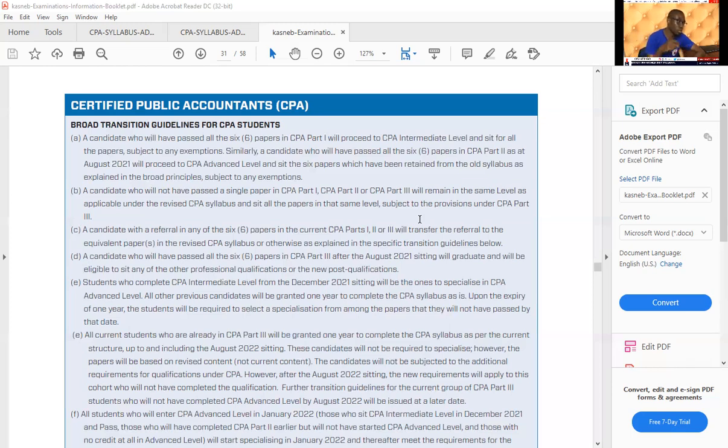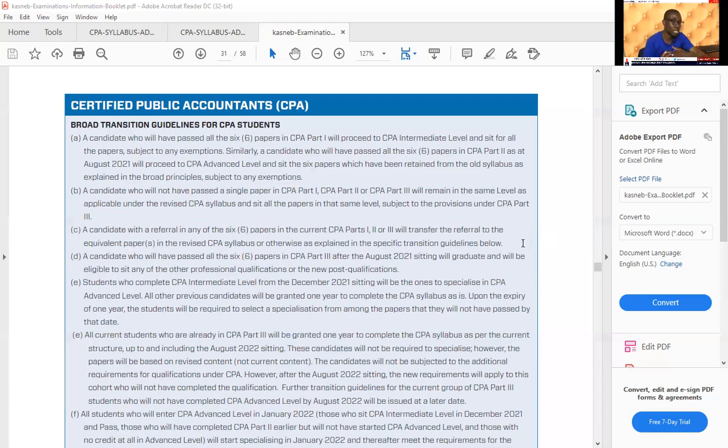Later on, just on the same video, you'll find that I'll be describing to you the effect of if you fail one, how will it affect you? Then transition number C: a candidate with a referral in any of the 6 papers in the current CPA part 1, part 2, or part 3, will transfer the referral to the equivalent papers in the revised CPA syllabus, or otherwise as explained in the specific transition guidelines below.